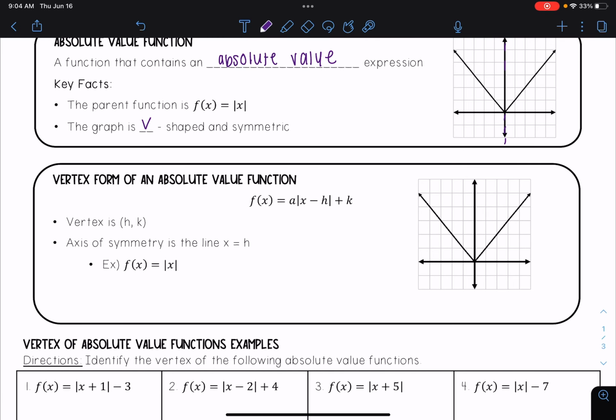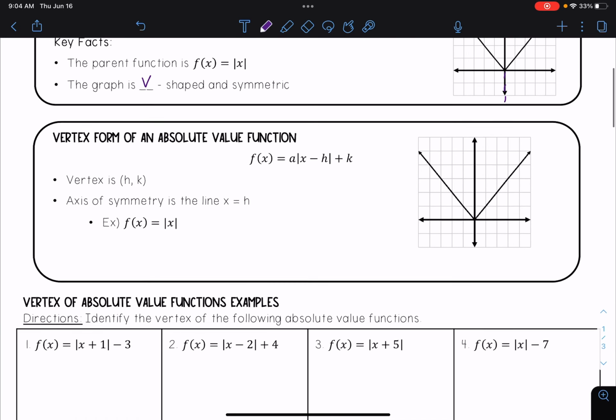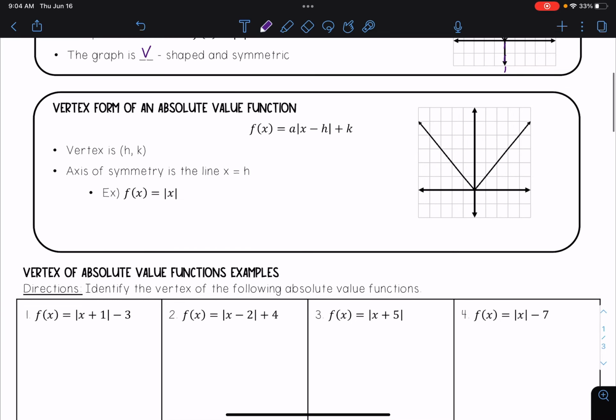And so we also have something called vertex form of an absolute value function, and that is f of x is equal to a times the absolute value of x minus h plus k. And so here, when we have it written in this form, we see that the vertex is (h, k). And the axis of symmetry is the line x equals h.